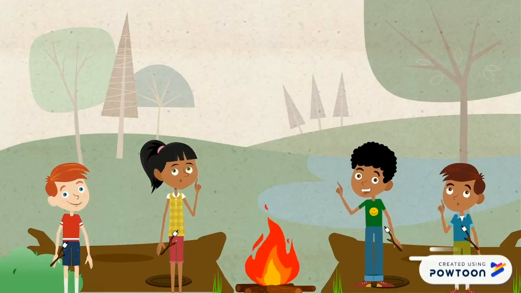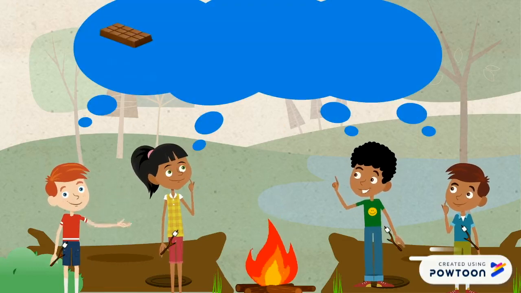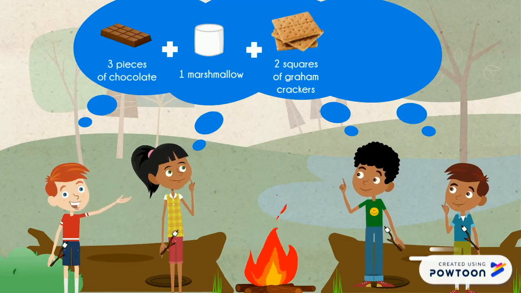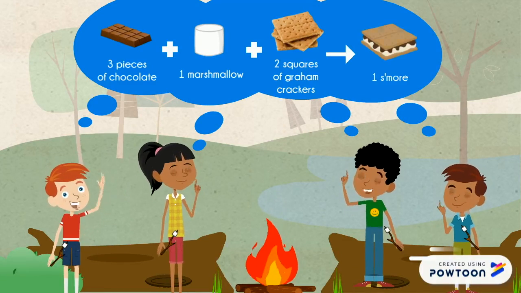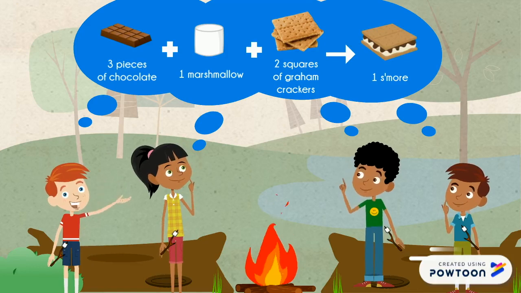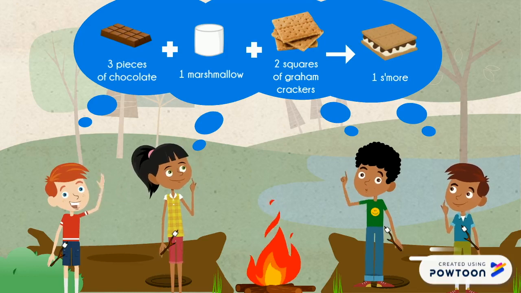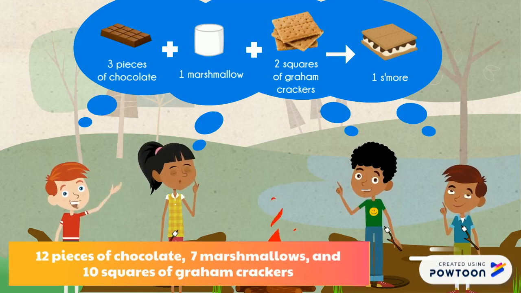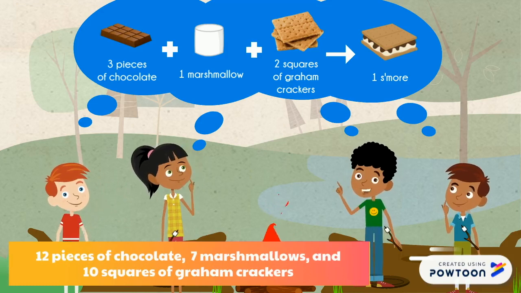Let's begin with s'mores. In the hypothetical reaction for a s'more, 3 pieces of chocolate, 1 marshmallow, and 2 squares of graham cracker are capable of producing 1 s'more. These students packed the ingredients for their camping trip, but they did not plan ahead. If they brought 12 pieces of chocolate, 7 marshmallows, and 10 squares of graham crackers, how many completed s'mores are they capable of making?